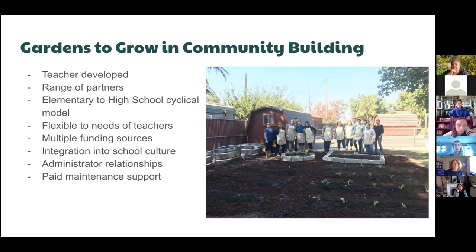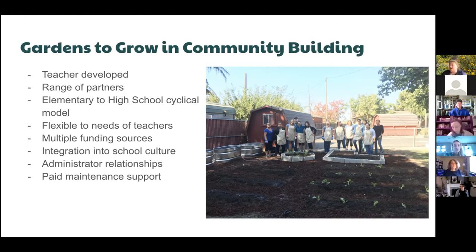And in high school, they have students who are in their ag classes or other environmental science classes who go down and do programming with the elementary students. And so they have this really nice cyclical model with their students. And they found that those students who went through the program when they were younger, which is now everybody, are more likely to be involved as high school students in those classes.